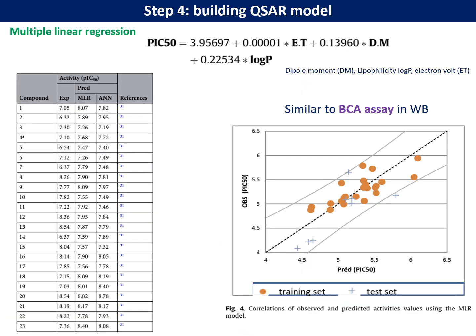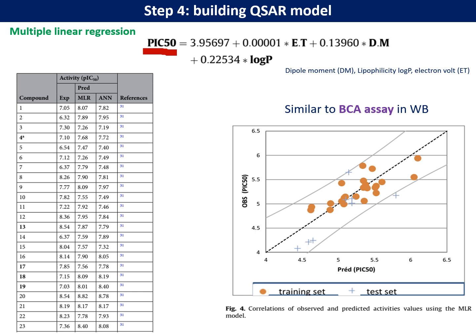Now I'm talking about the details of multilinear regression. First, you need to have the formula of multilinear regression. In my case, I find that my IC50 equals around 4 plus the ET plus the dipole moment plus your log P. If you want to increase the IC50, you need to increase the DM, log P, and ET.